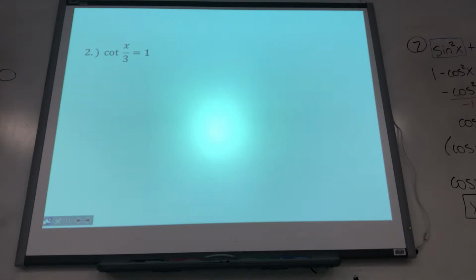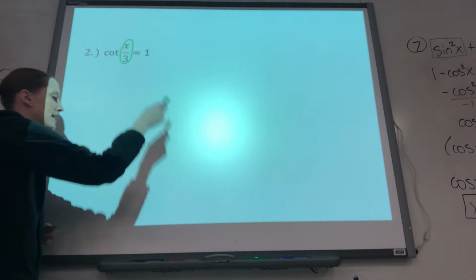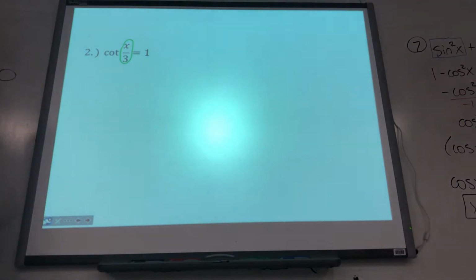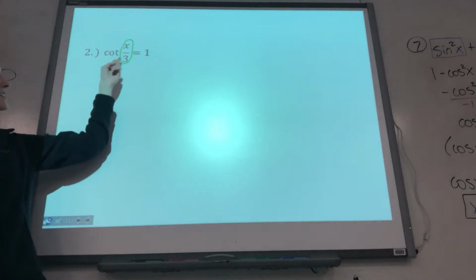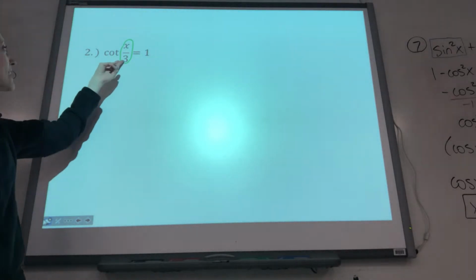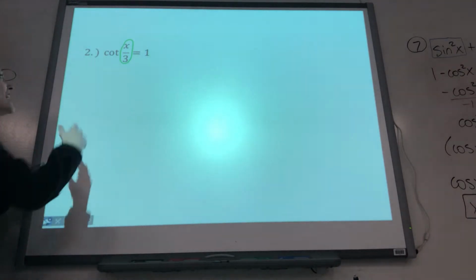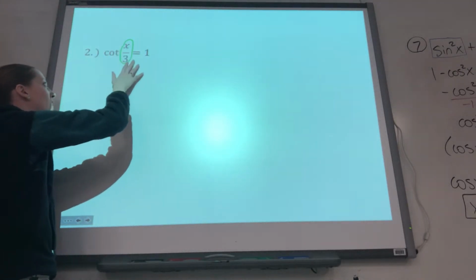Example 2, cotangent of x divided by 3 equals 1. This part right here again is the reason it's a multiple angle. Now that sounds weird because x is being divided by 3. Why would they call it multiple if they're dividing? Well, dividing by 3 is like multiplying by 1/3, so if you want to think of it like that, you can. It is a multiple angle.